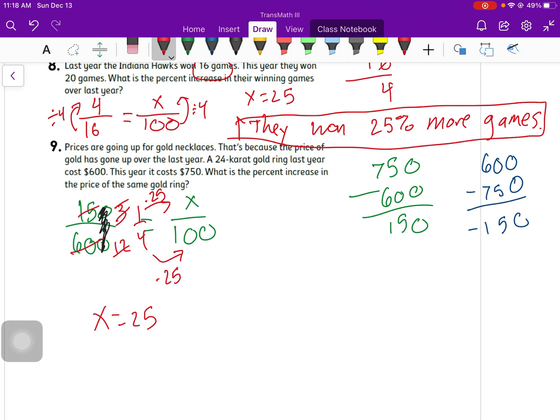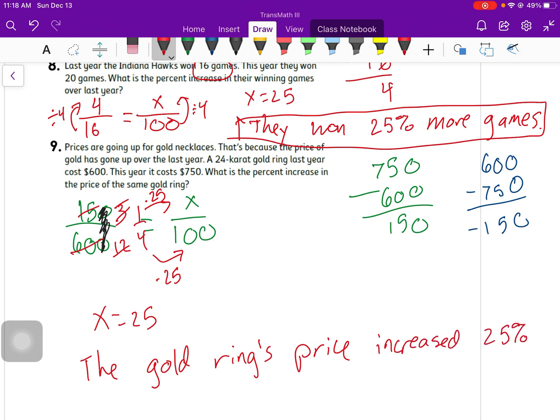So what is the percent increase in the price of the same gold ring? The gold ring's price increased 25%.